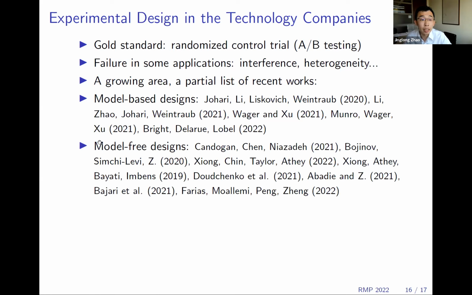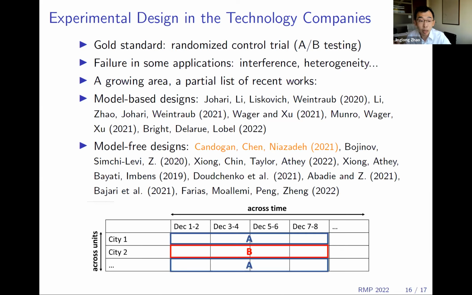And on the other hand, when people run aggregate level experiments, people usually do model-free designs. Depending on the assumptions that people would love to make, people have written several recent papers. For example, in this paper by Ozan, Chen, and Rat, they propose to run cluster randomized designs. Basically, they put different cities into different clusters, and then they randomize at the city level.